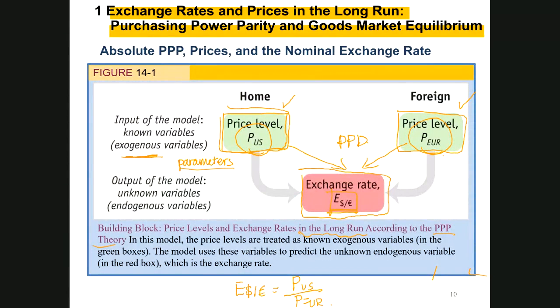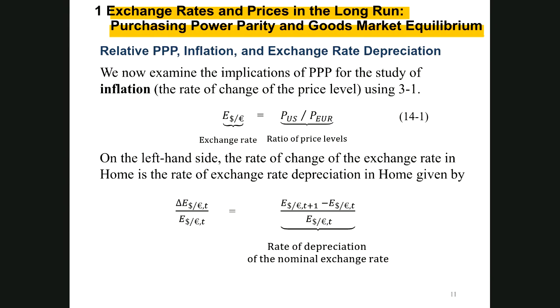Okay. So since we already discussed the absolute PPP, now we need to talk about what's the relative PPP. Whenever there's a relative, it means we think about the change rate of the variable. So what's the change rate in the price level? In macroeconomics, we call the change rate in the price level inflation or deflation, or the rate of inflation. That's the same thing.